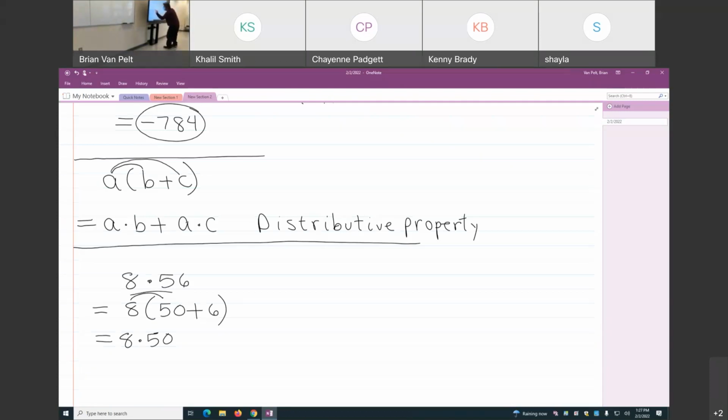Then we come and do this one. That one you also know, don't you? 8. So we get 400 plus 48 equals.